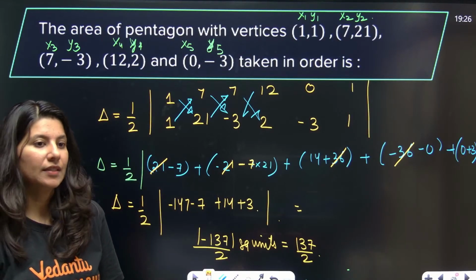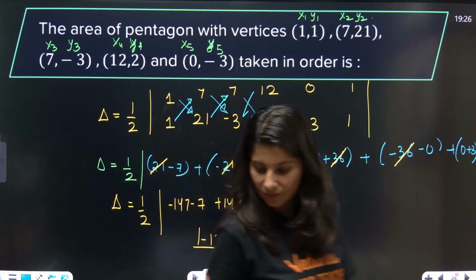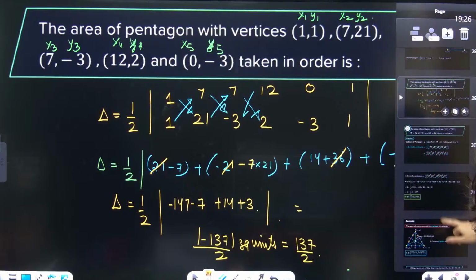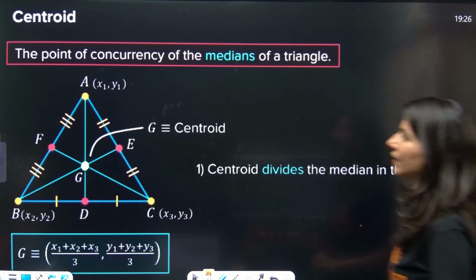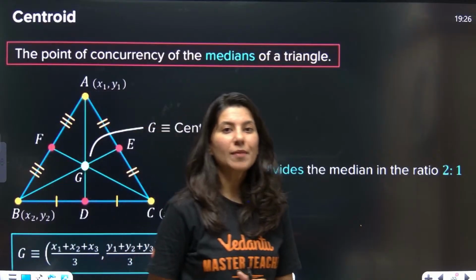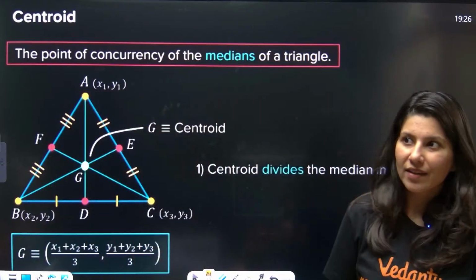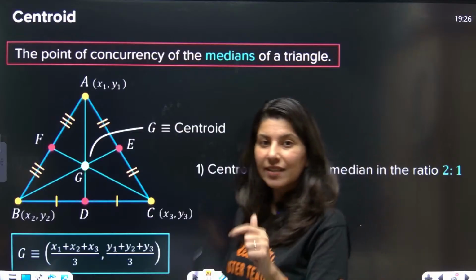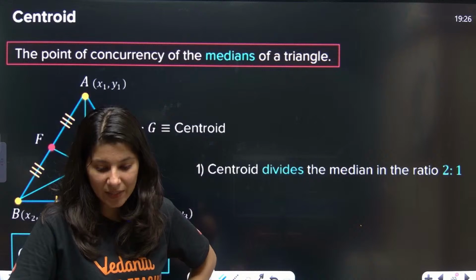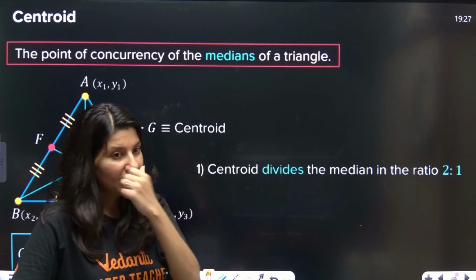Okay, got it? Everybody? Clear? Chalo. Let's move on and talk about centroid. What is a centroid? Can anybody tell me? Okay, so we are talking about now centers related to the triangle. So very first and basic center related to triangle. Okay, so we have how many centers, by the way? Can anybody recall that?